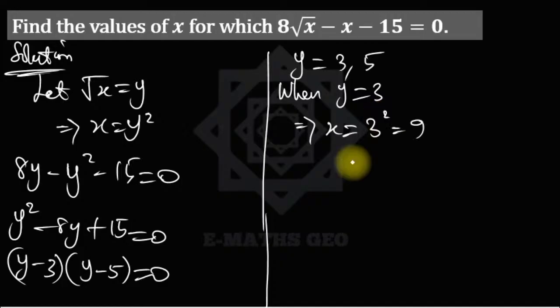And when y is 5, it implies that x is now.